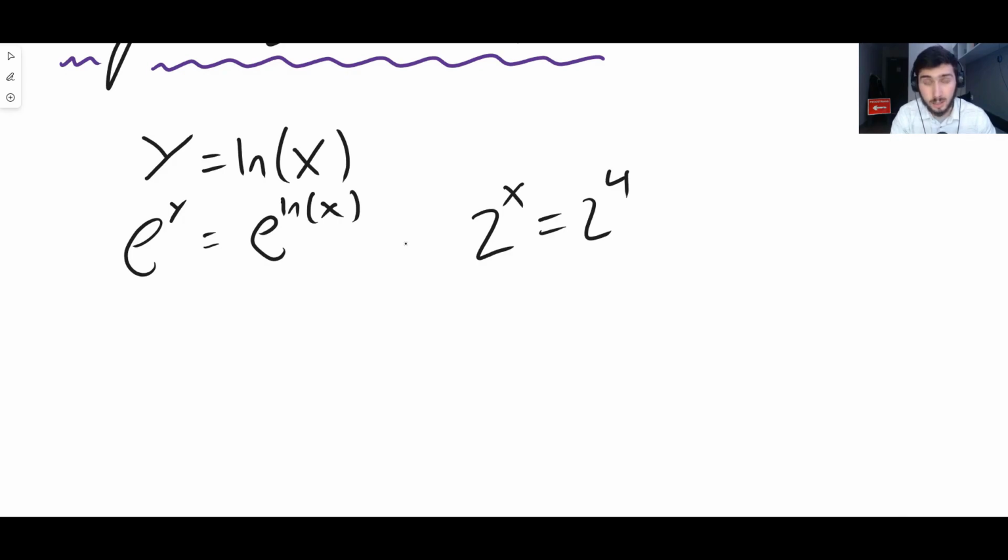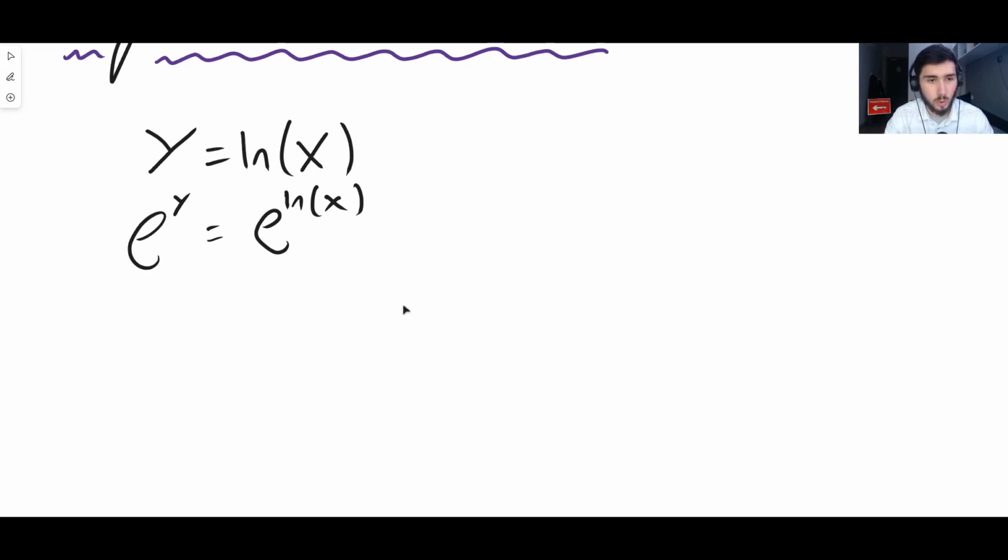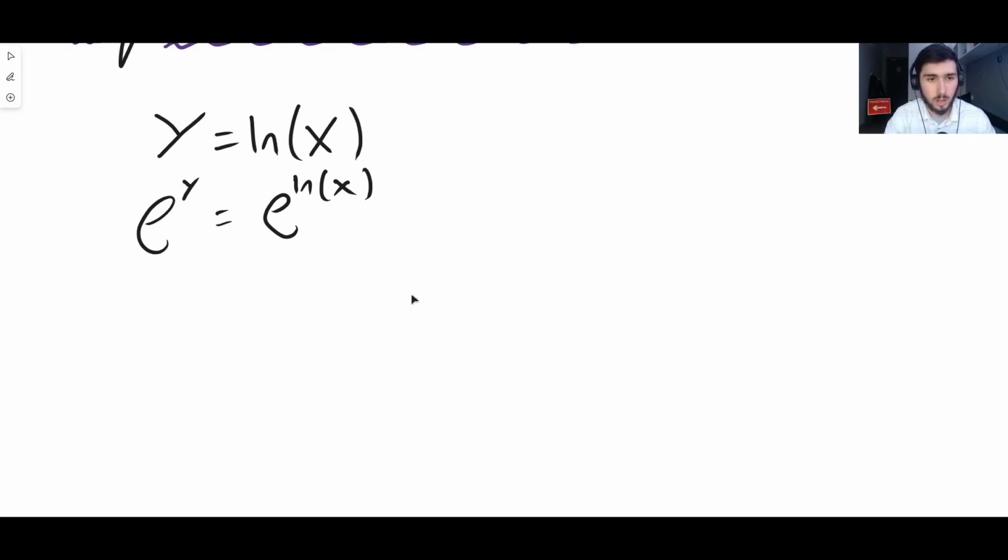So x is clearly equal to 4, right? You don't need to take logarithms. You just look at the exponents and notice the bases are the same, so you can just say x equals 4. So we're kind of undoing that. We're saying e, which is a number, 2.7 and so on, to the y equals e to the ln x. Okay, I hope that step makes sense.